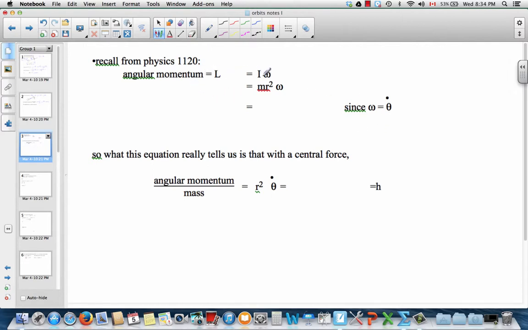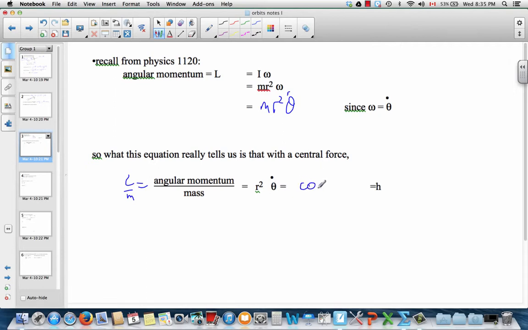Remember that angular momentum is moment of inertia times angular speed. Moment of inertia for the mass little m going around the sun will be m r squared. Multiply that by omega, but omega is the time derivative of theta. So this is m r squared theta dot. Now, if we divide both sides by mass, then you get the angular momentum per unit mass, L over m, is r squared theta dot.